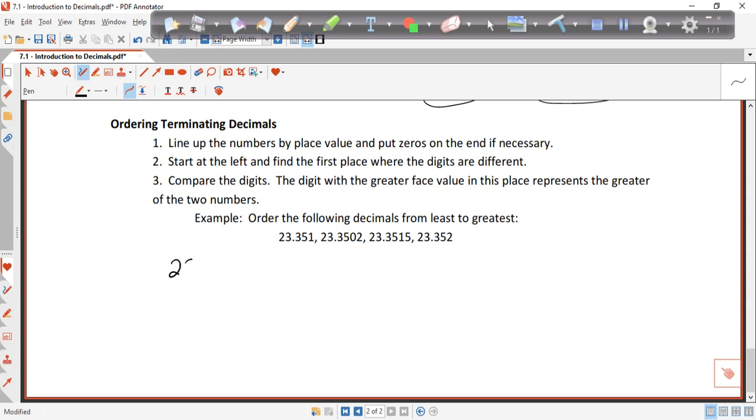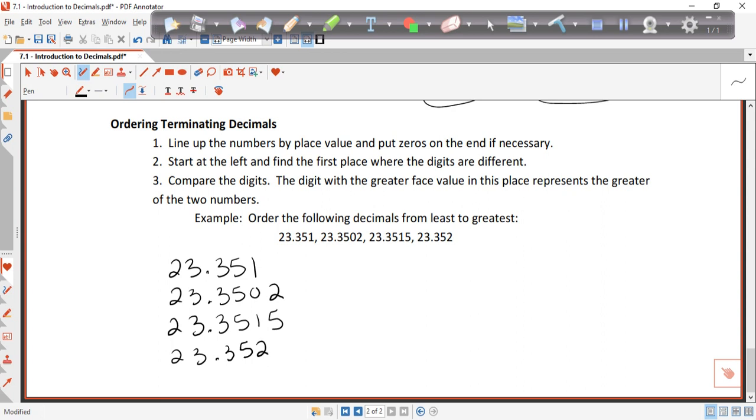So I've got 23.351, 23.3502, 23.3515, 23.352. Now I'm going to fill in a 0 here and here so that they are the same length. Then I'm going to look at my digits. I have 2, 3, decimal, 3, 5, and then they start to become different. So I want least to greatest, so I'm going to look at the one that's the smallest here. Think of this as 10, 2, 15, and 20. So the smallest would be 2.